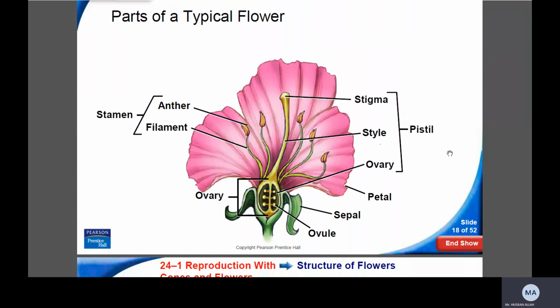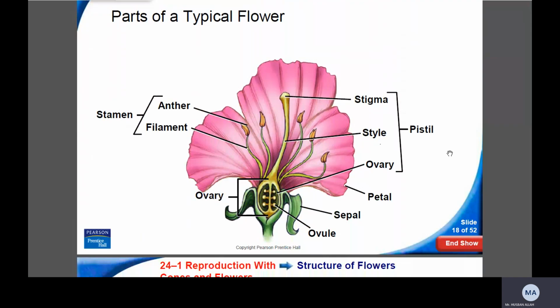Male gametophyte is present at which part? Male gametophyte is present at the anther, right? And the insects, or the wind, will take pollen grains from the anther.